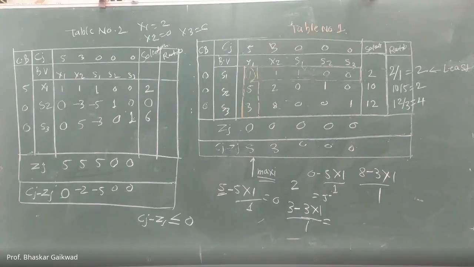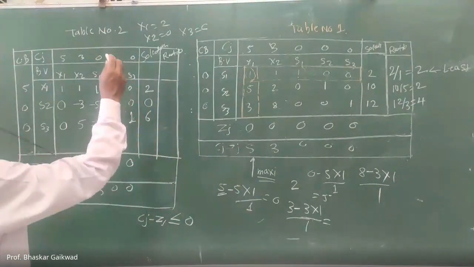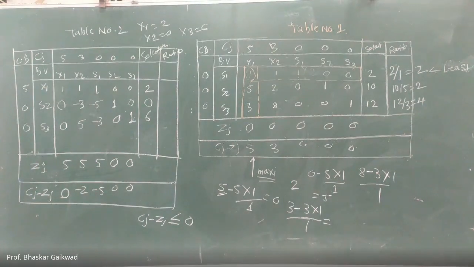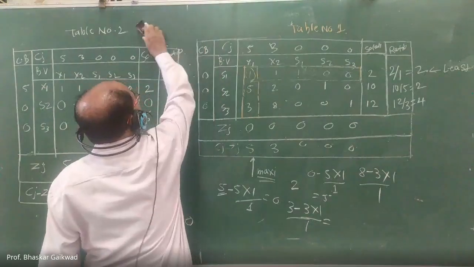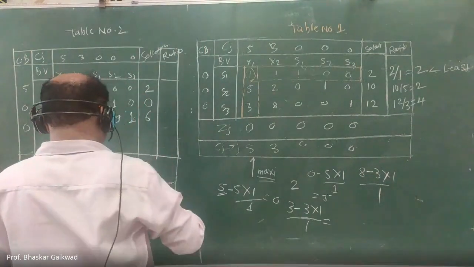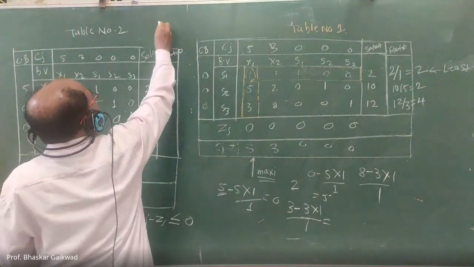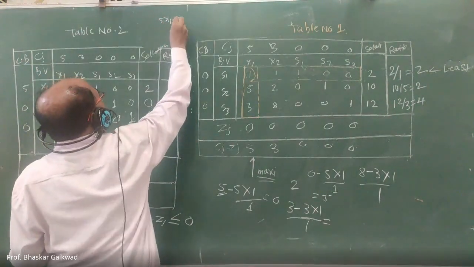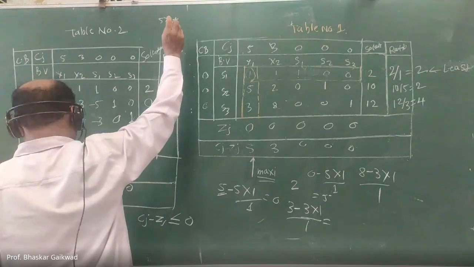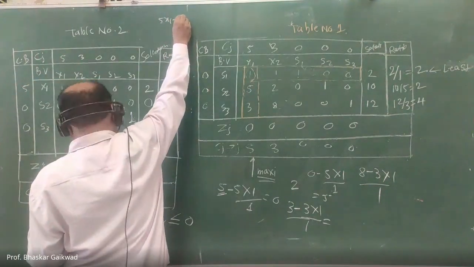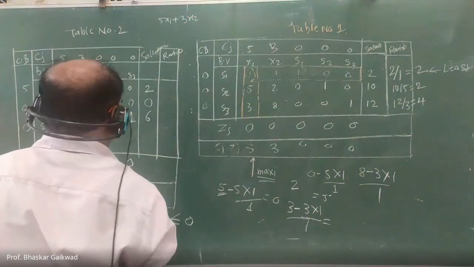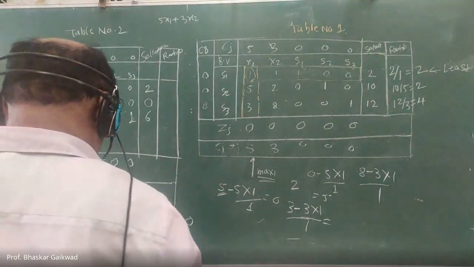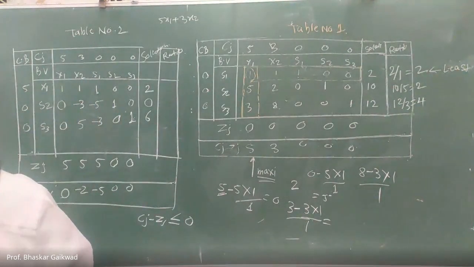Okay. Now what is our basic maximized profit? Maximization condition. 5x1 plus what is that? 3x2. Okay. Now in this table, what is our x1 and x2?